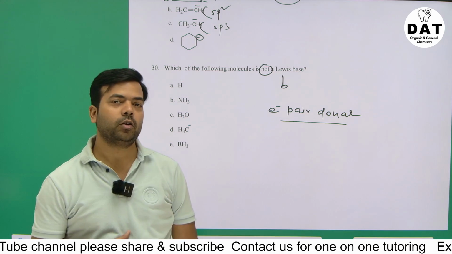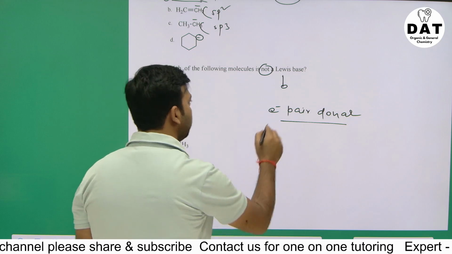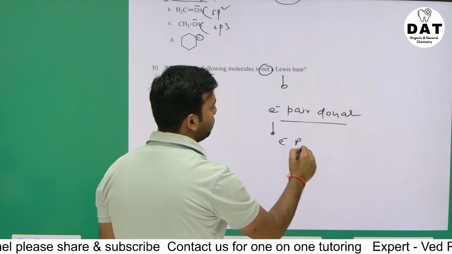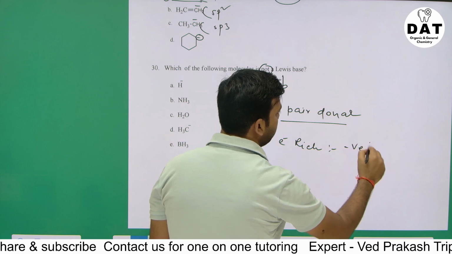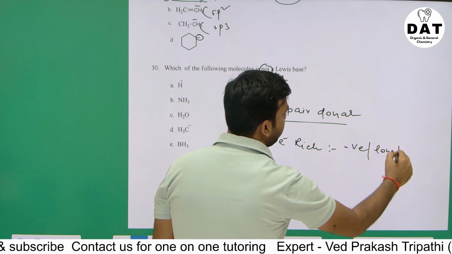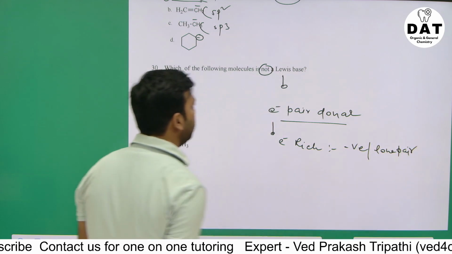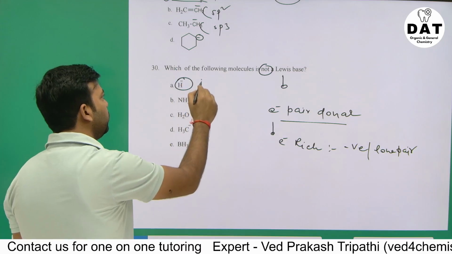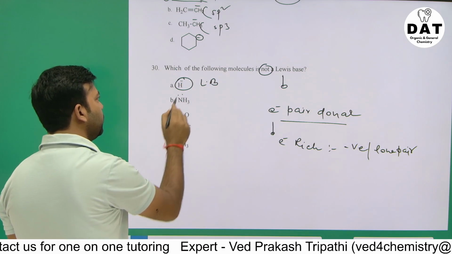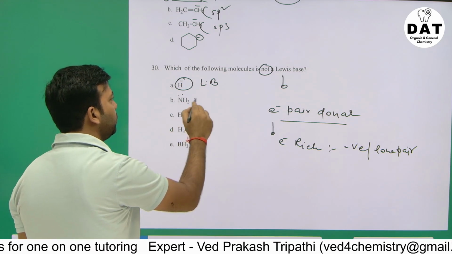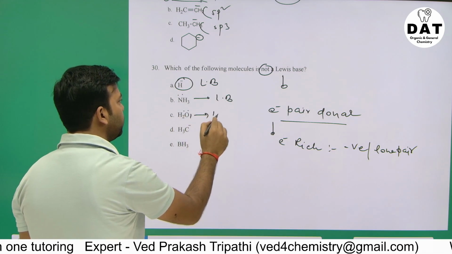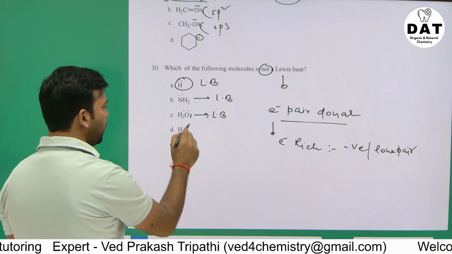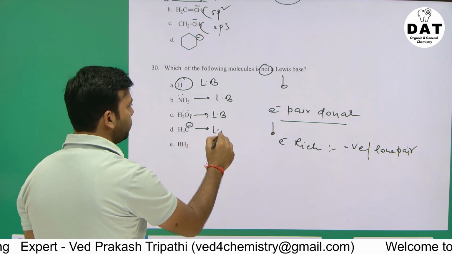And what is electron rich? Electron rich species are generally those with a negative charge and lone pair. So this is negative, so this is a Lewis base. This is a lone pair, and NH3 has a lone pair on nitrogen. So this is a Lewis base. Oxygen has a lone pair, Lewis base. This carbon has a negative, so Lewis base.